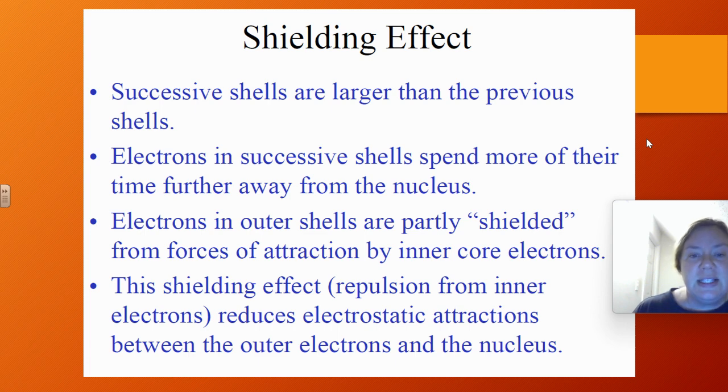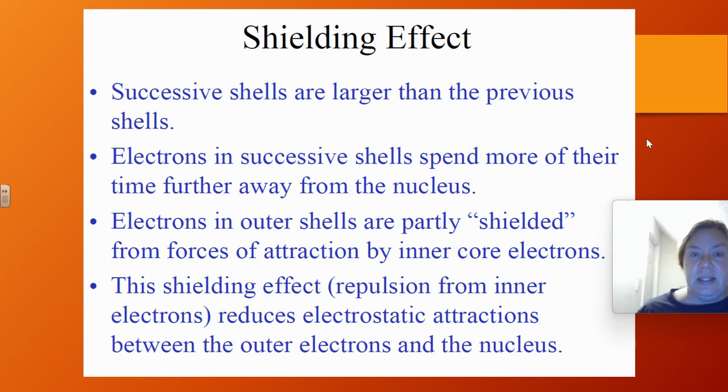So electrons in successive shells spend more of their time further away from the nucleus. Well, that makes sense because the more energy levels you get, the further away you are from the nucleus. But those electrons in the outer shells are partly shielded from forces of attraction by inner core electrons.